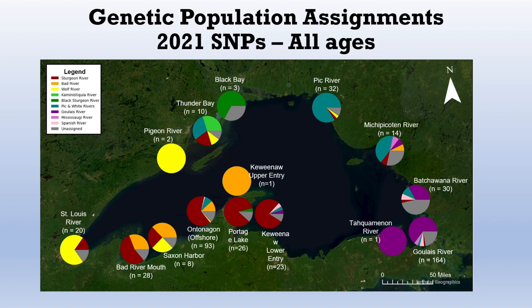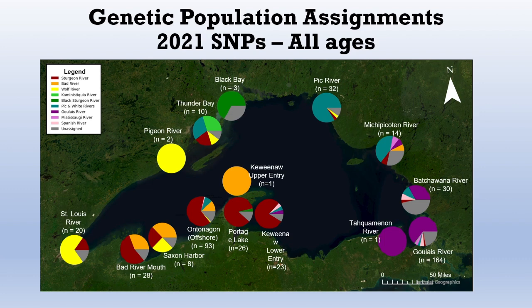And I guess lastly I wanted to show the gray are fish that we didn't know where they came from, so we still have a lot of those, particularly in the eastern part of the lake, which means we're either missing source populations or there's something happening that we can't quite distinguish where those fish are from.